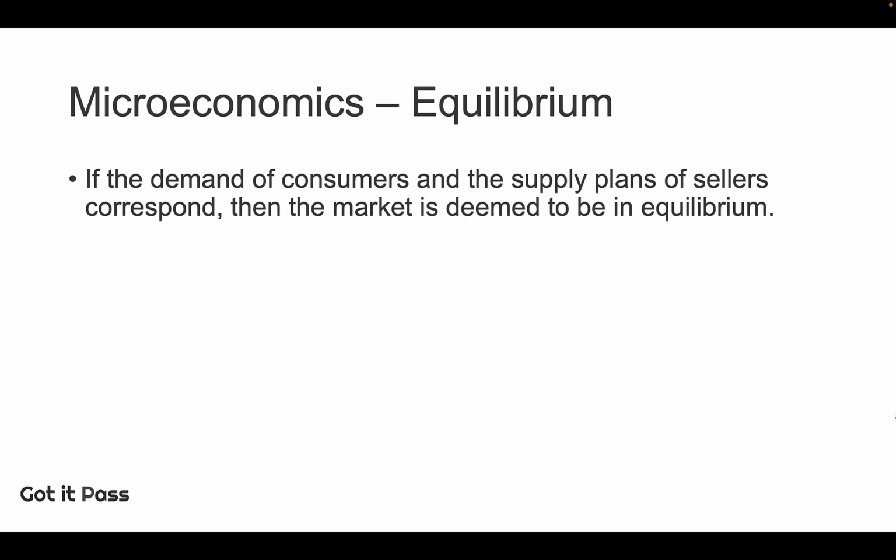Now, we would like to put the demand curve and the supply curve together into one chart to show you the impact. In the analysis of putting demand and supply together, the first concept that I would like to share with you is equilibrium. So what does equilibrium mean? It means that if the demand of consumers and the supply plans of sellers correspond, then the market is deemed to be in equilibrium.